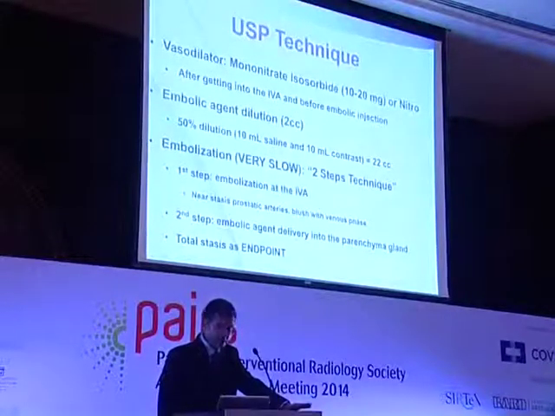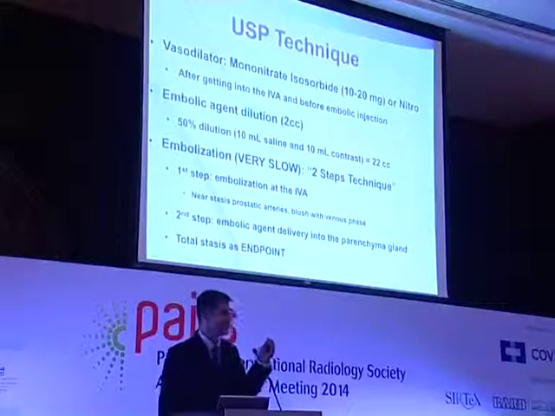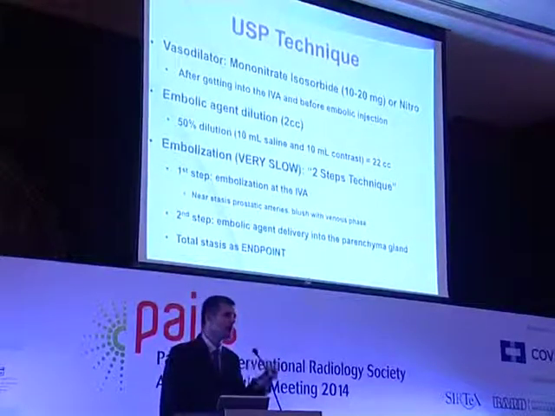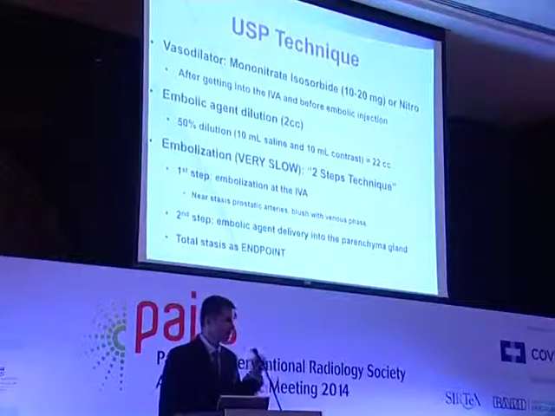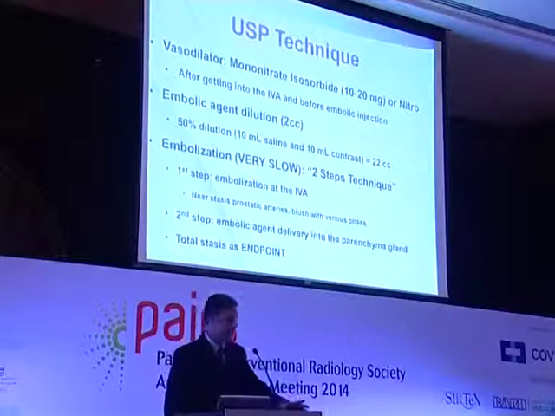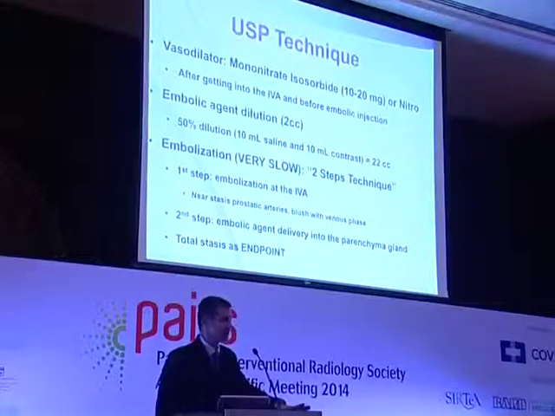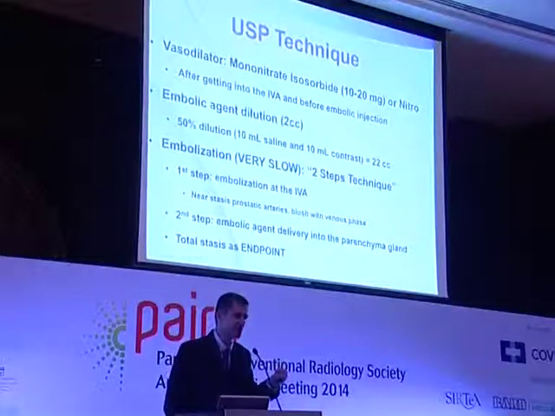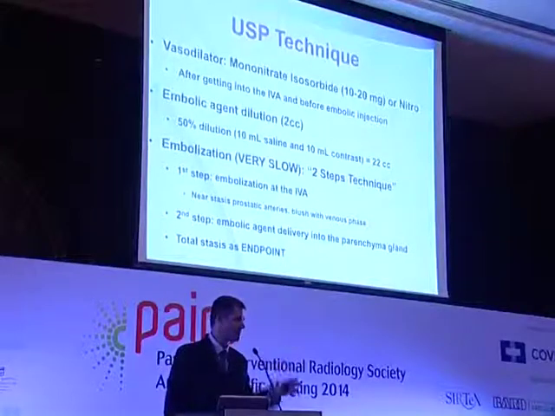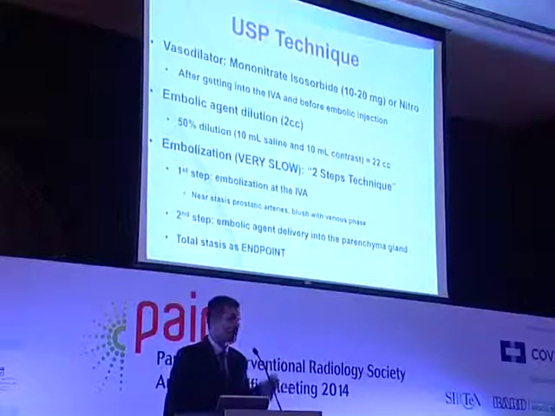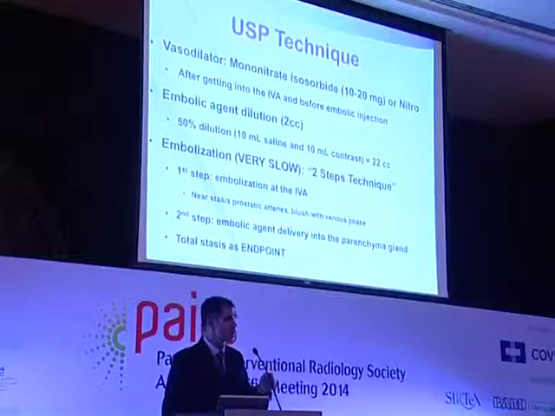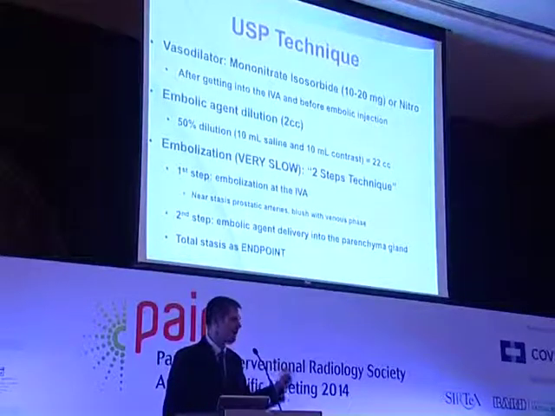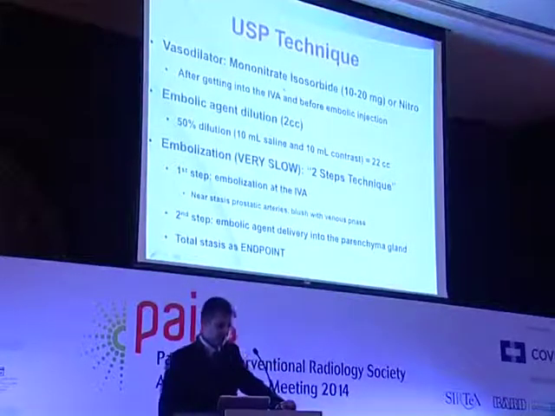So the technique that we have used has changed. Now we are injecting a vasodilator, nitro or isosorbide mononitrate, for every patient once we get into the inferior vesical artery, to avoid spasm, to avoid dissection, and to avoid occlusion of the artery, and to get an easier procedure and navigate our microcatheter. We should also use that before the embolic agent to open the prostate vessels and get embolization.